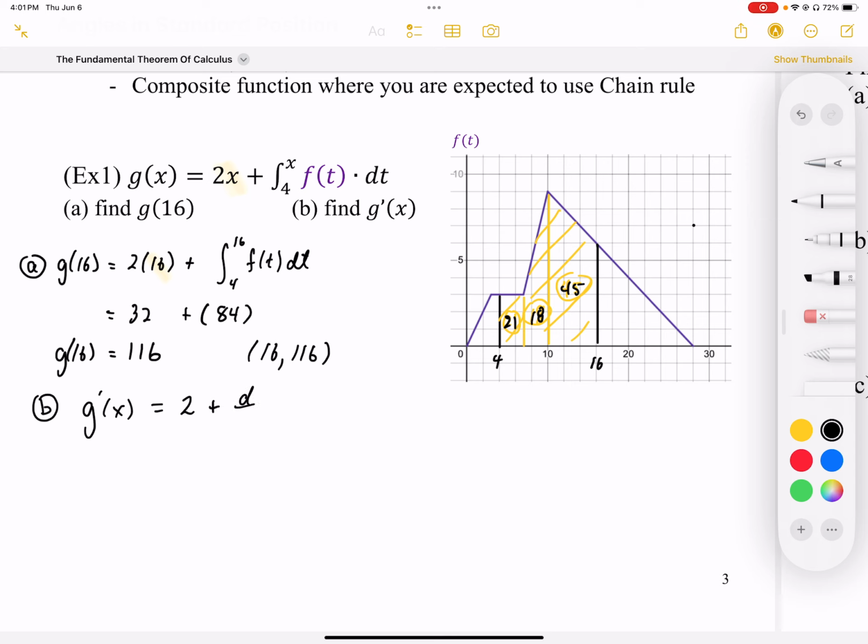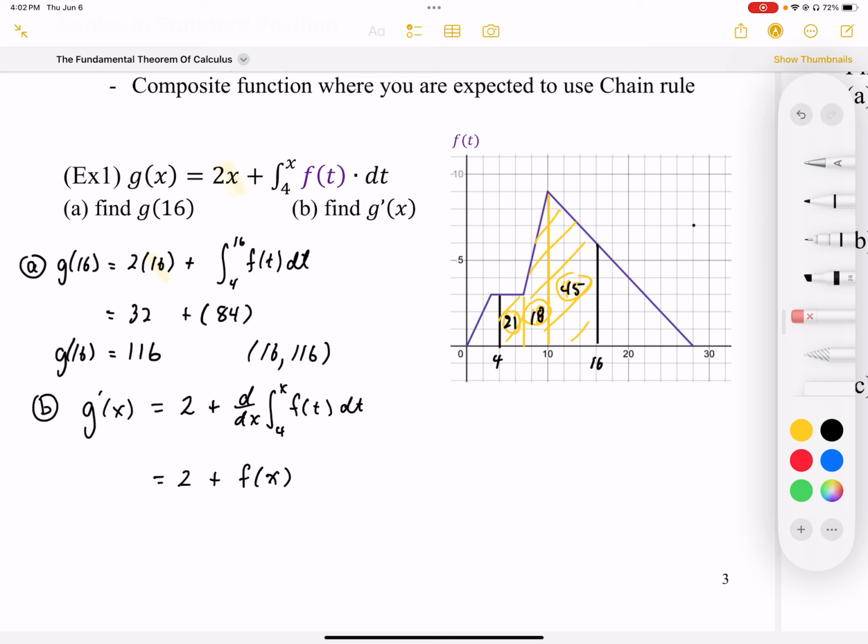Now I'm going to find the derivative of an integral. Remember that we could apply the fundamental theorem of calculus here. We don't really need to know what the integral of that function is. We just know that the derivative and integral are going to undo each other, and we're going to end up with f of x. So 2 plus f of x. It just asked us to find g prime of x, so there it is. That's our expression for g prime of x.